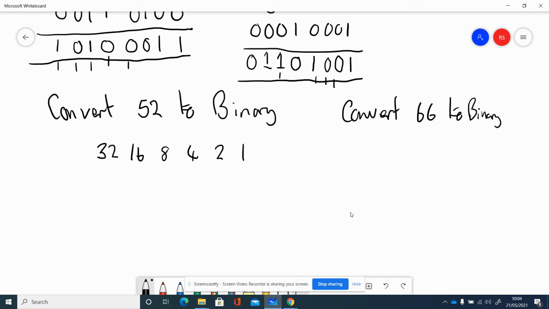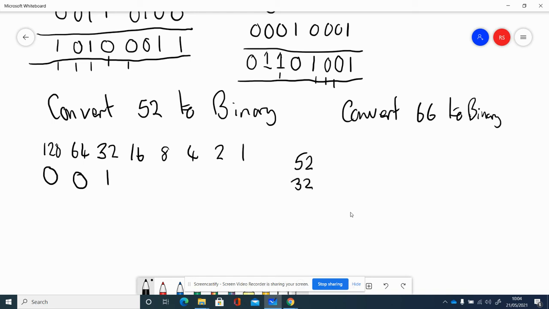And on your exam paper, it's always best to either write them down on the paper if you can, or if you don't have a paper and it's electronic, then write them down on a piece of spare paper so we don't make any mistakes. So I've got 52 in order to do my conversion. Well, there are no 128s in 52, so I can immediately write my 0 there. Same goes for 64, but there is a 32.